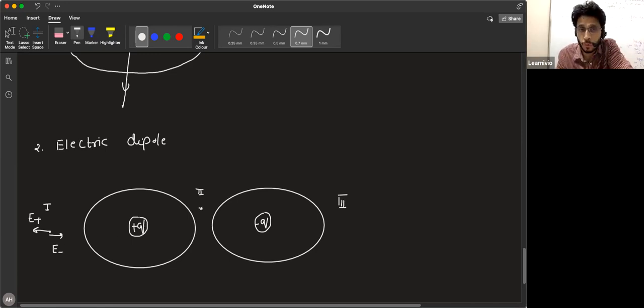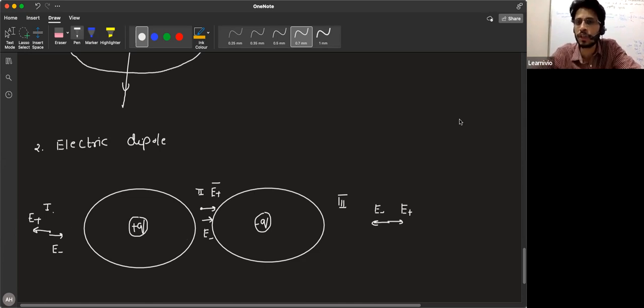In region 2, due to the positive charge, the field is to the right-hand side, and due to the negative charge, the field is towards the charge, again to the right-hand side. So the field gets added up. Both fields are in the same direction. In region 3, due to the positive charge the field is in this direction, and for the negative charge the field is towards the charge in this direction. As you can see, in regions 1 and 3, fields are in opposite directions, so they get subtracted, but in region 2, fields are in the same direction, so they get added up. So in region 2, the strength of the field is maximum compared to 1 and 3.